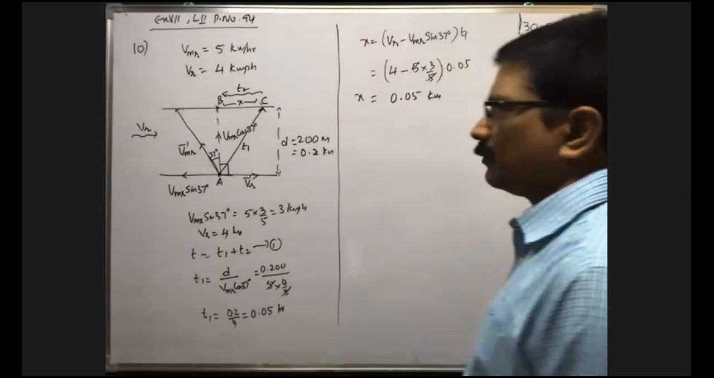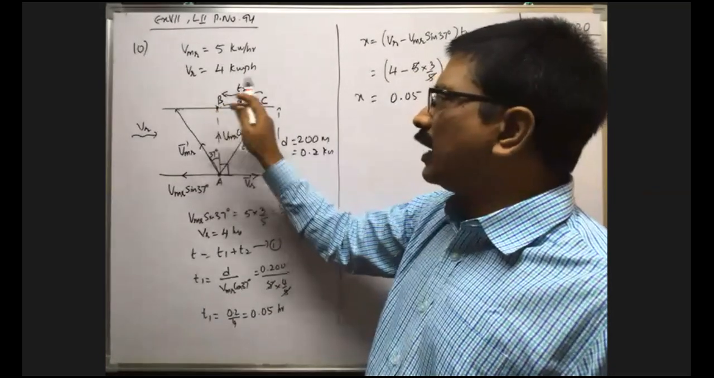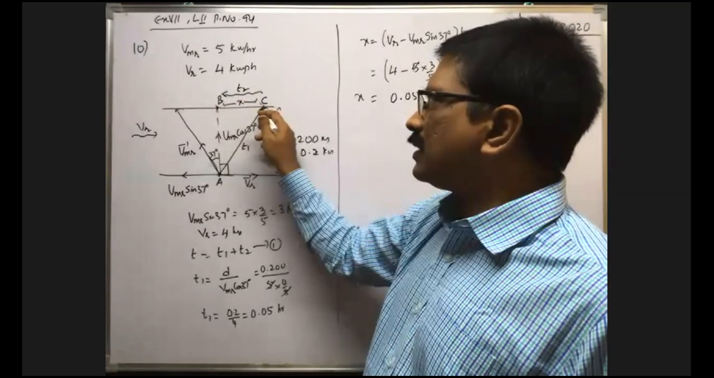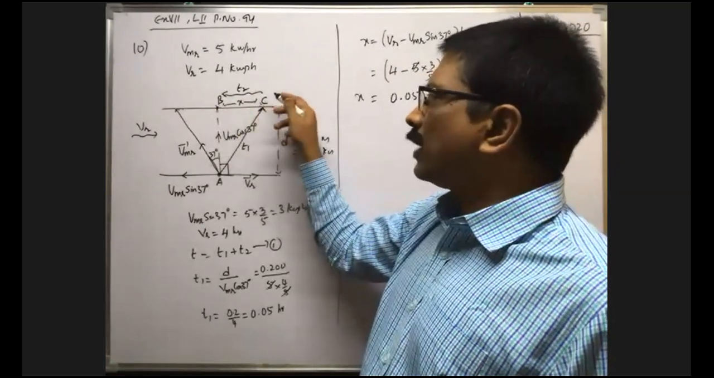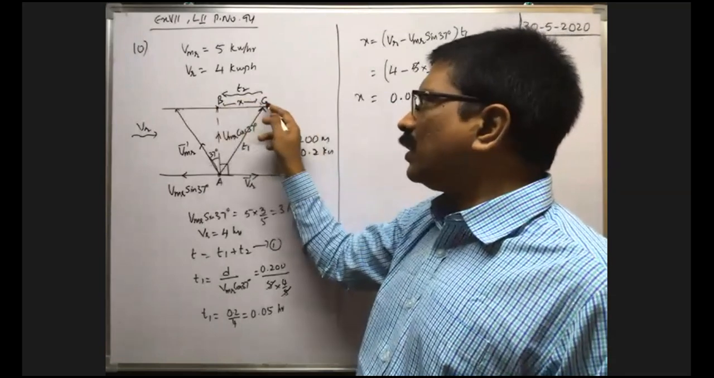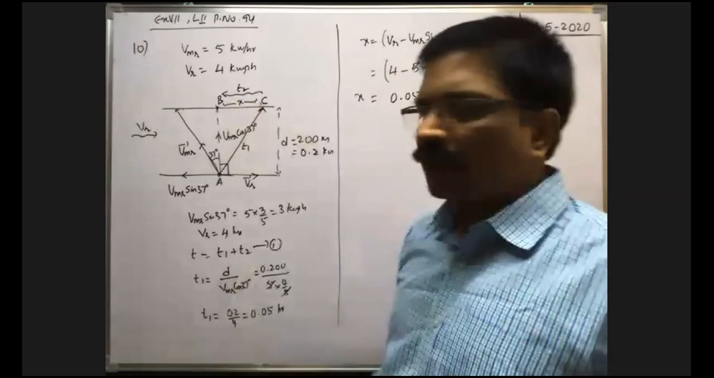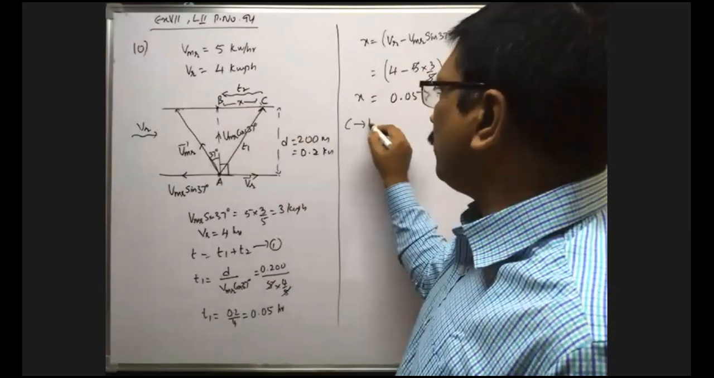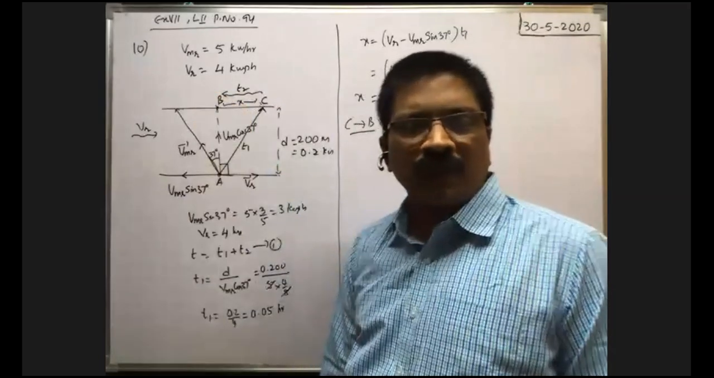It is the drift. That means actually he has to reach point B, but because of drift he reached another point C. Then through what distance, equivalent to the drift, does he have to travel to come back to B? To travel from C to B on the bank, he has to just walk.